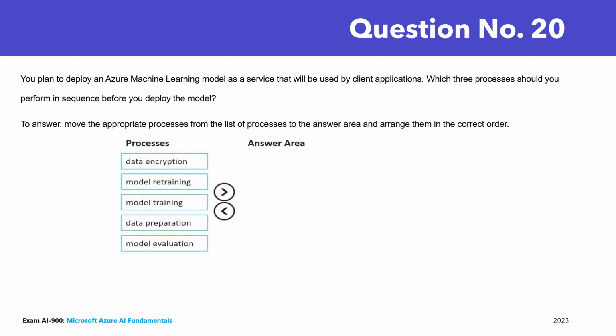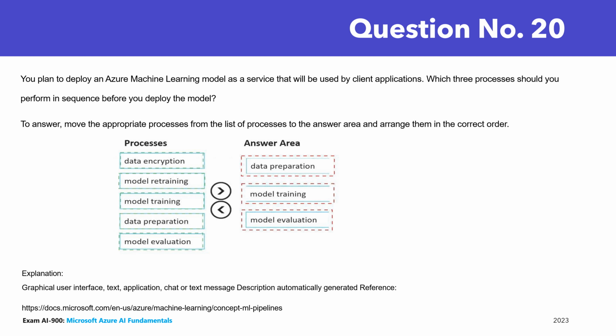You plan to deploy an Azure machine learning model as a service that will be used by client applications. Which 3 processes should you perform in sequence before you deploy the model? To answer, move the appropriate processes from the list of processes to the answer area and arrange them in the correct order. Correct answers: data preparation, model training, model evaluation.